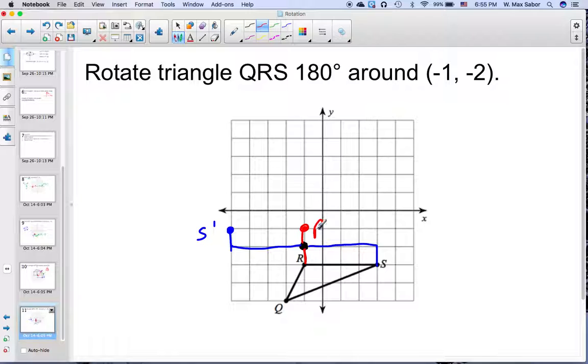This was R prime. And Q prime was left 1 and down 3. Left 1 becomes right 1. Down 3 becomes up 3. So there's Q prime. And now that gives us our triangle. There we go. That's how you rotate.